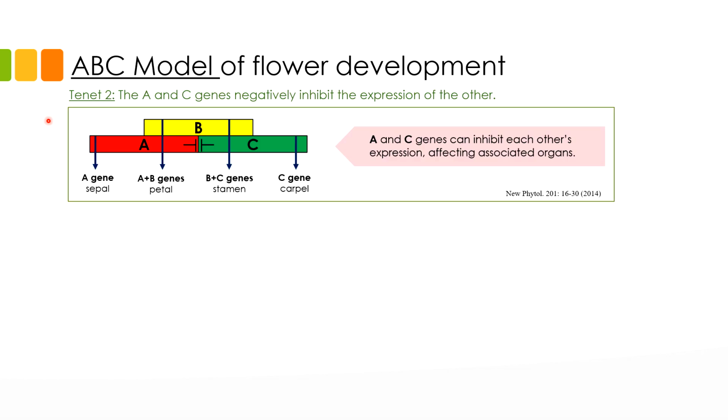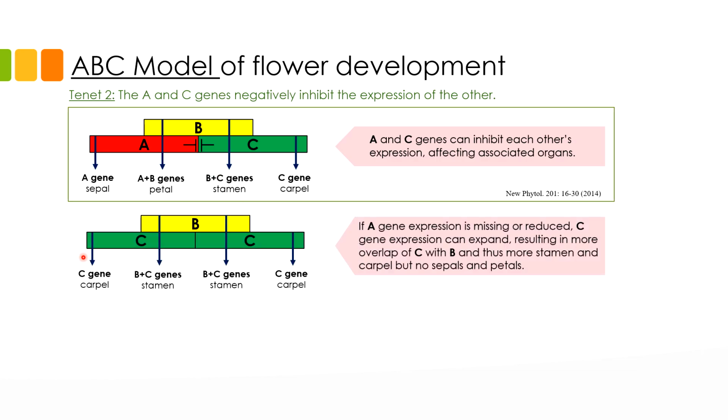The second tenet or principle of the ABC model states that A and C genes negatively inhibit the expression of the other. If you notice in our ABC model, we don't have any combined expression of genes A and C. Gene A can interact with B, and gene C can interact with B, but we don't get an interaction between genes A and C. And as I already mentioned, the reason for this is that genes A and C inhibit each other's expression and negatively affect the development of associated organs.